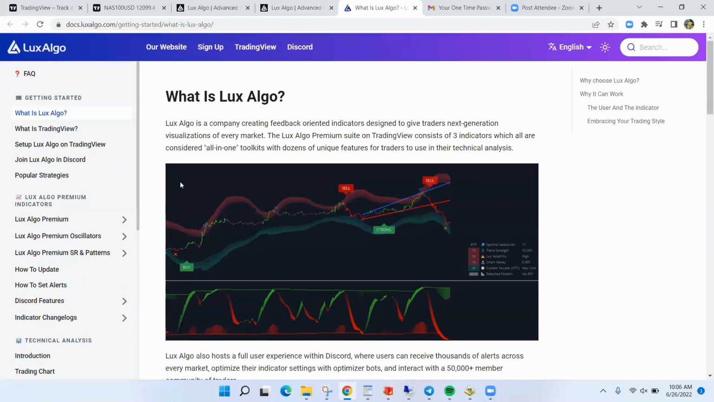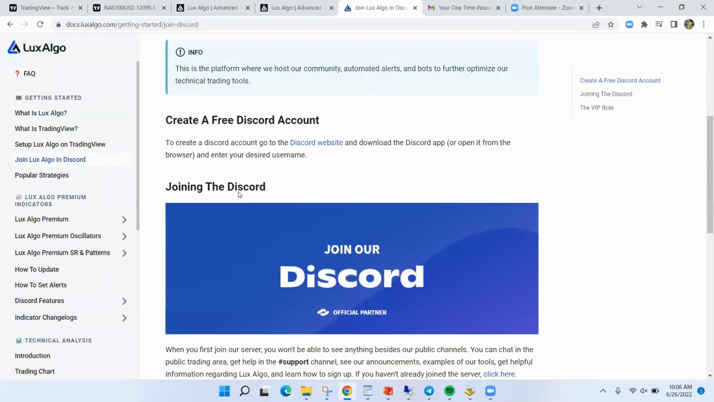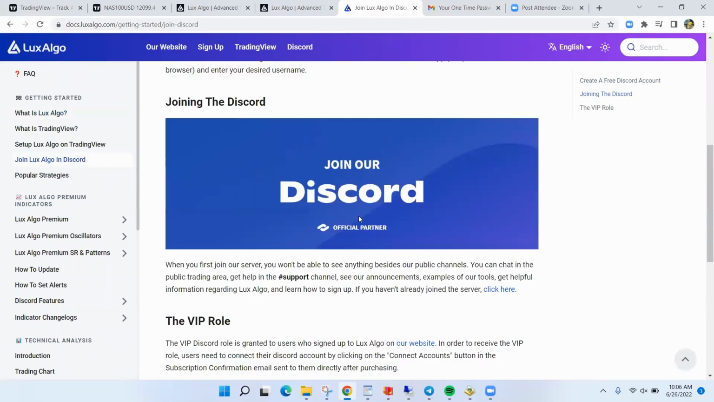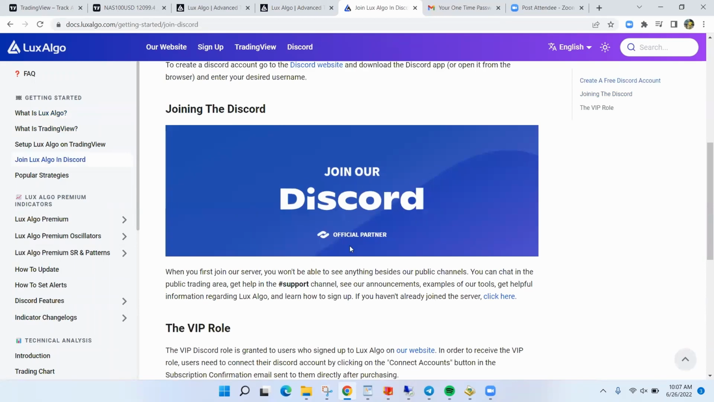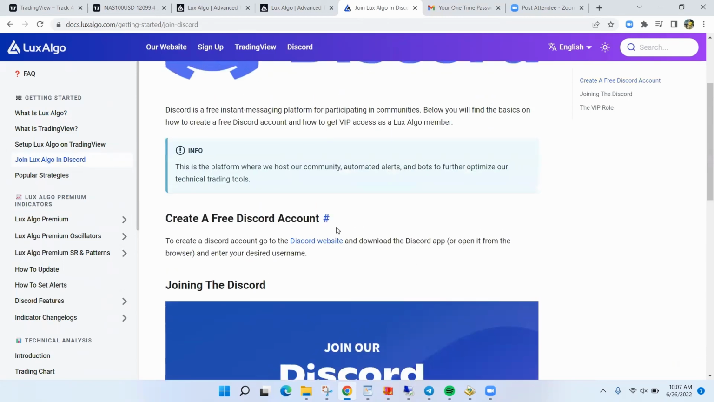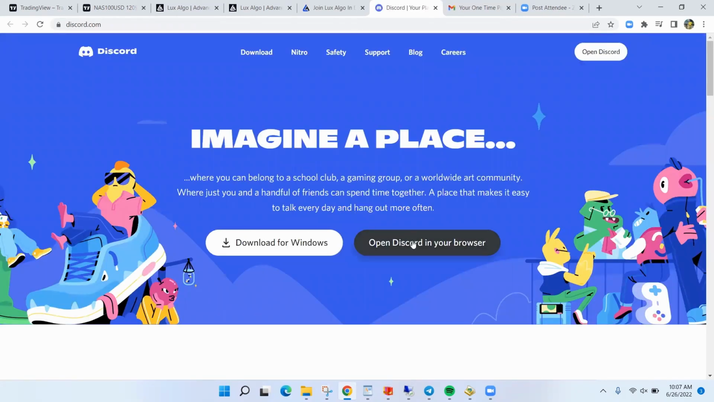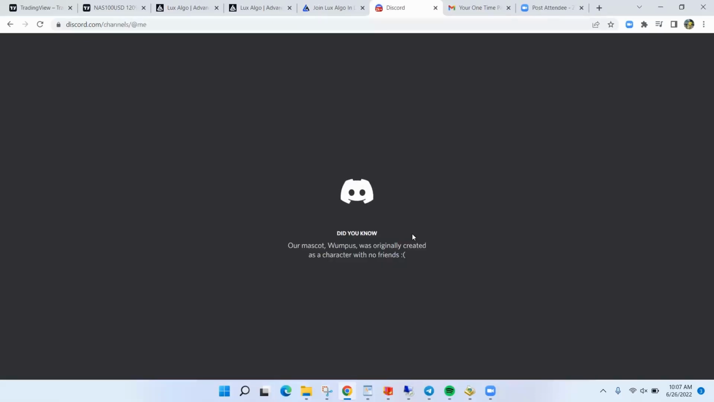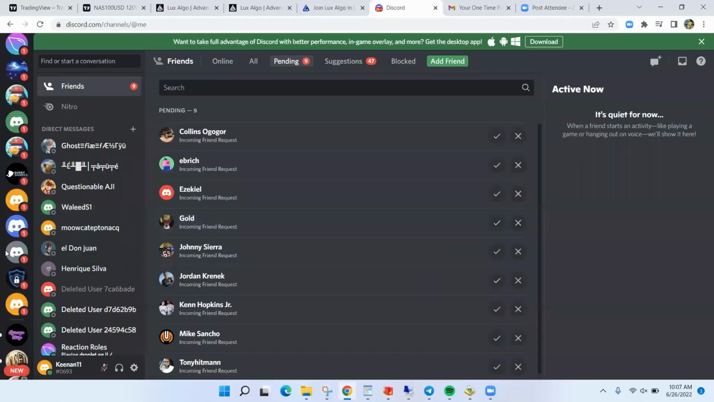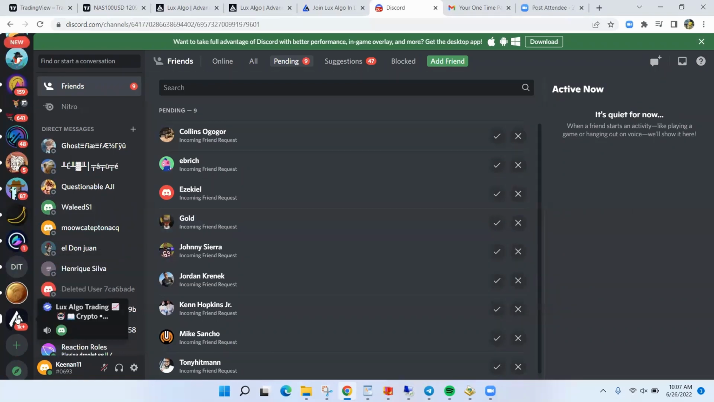So the main things that I would pay attention to are, one, joining the Discord and having access to the Lux Algo scanners and alerts for those scanners. So let's actually go into the website version. So open Discord on my browser. I have a lot of different Discords. Let me go and find the Lux Algo Discord.